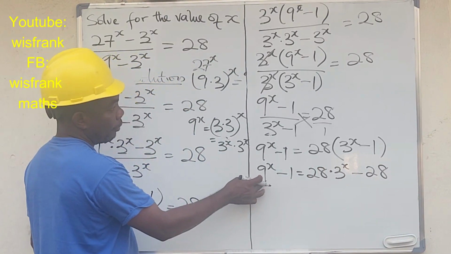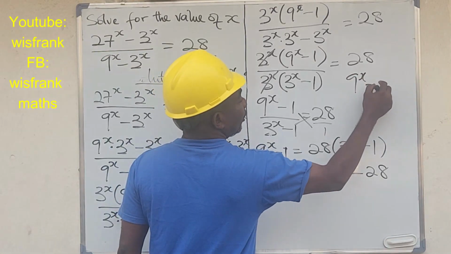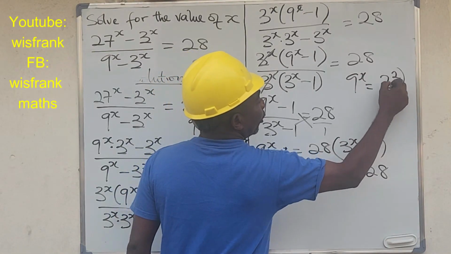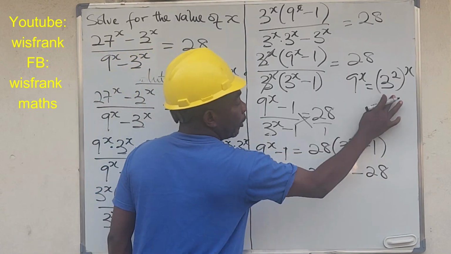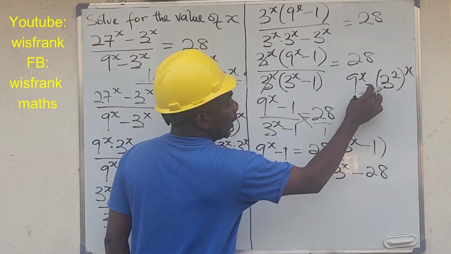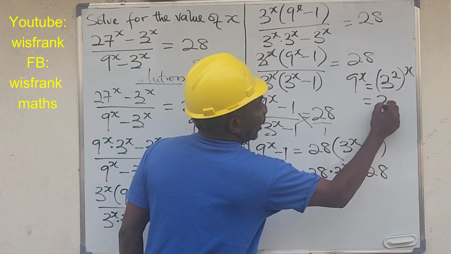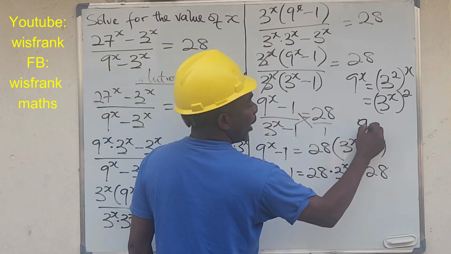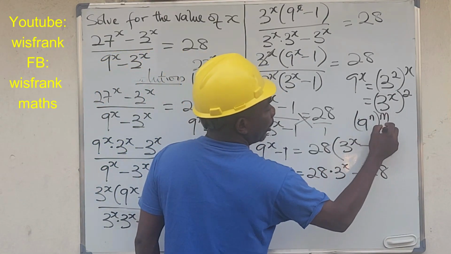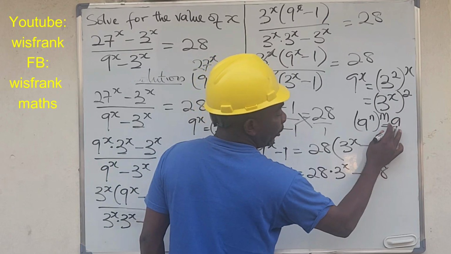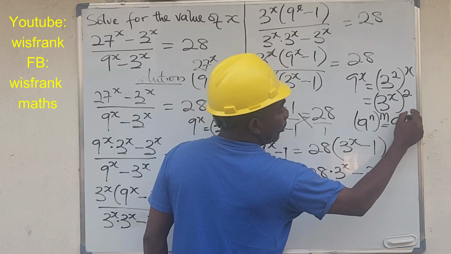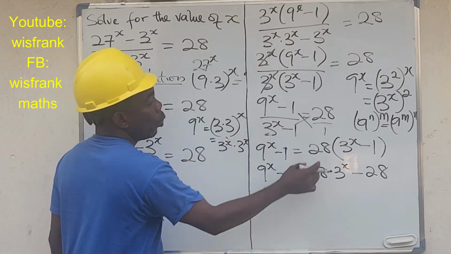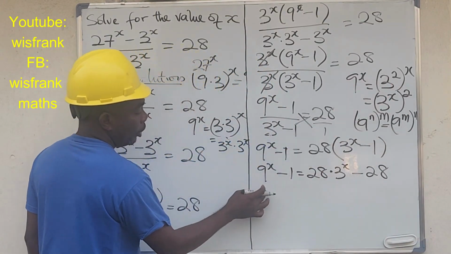This 9 raised to the power of x is the same thing as 3 raised to the power of 2, all to the power of x, and this can be rewritten as 3 raised to the power of x, all to the power of 2, because when we have a raised to the power of m all to the power of n, it can be rewritten as a raised to the power of m times n. So we can substitute this expression into where we have this.